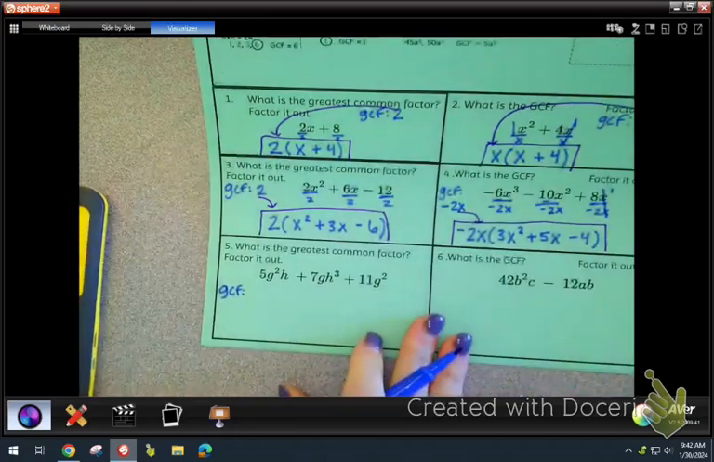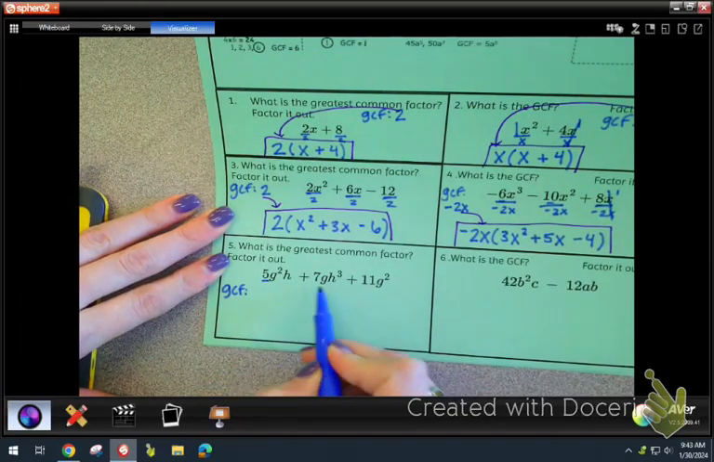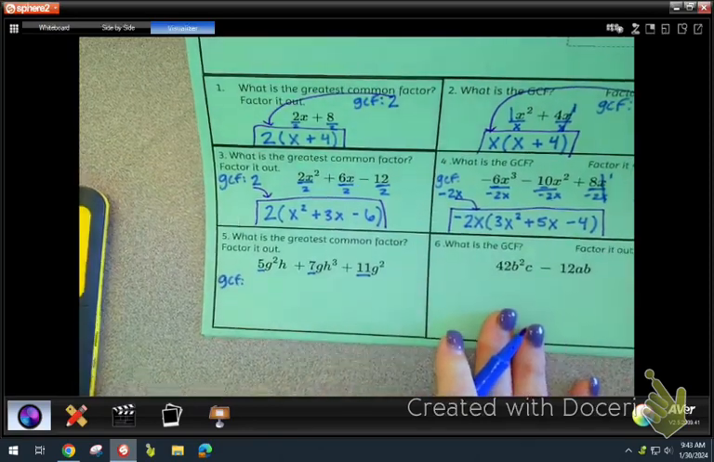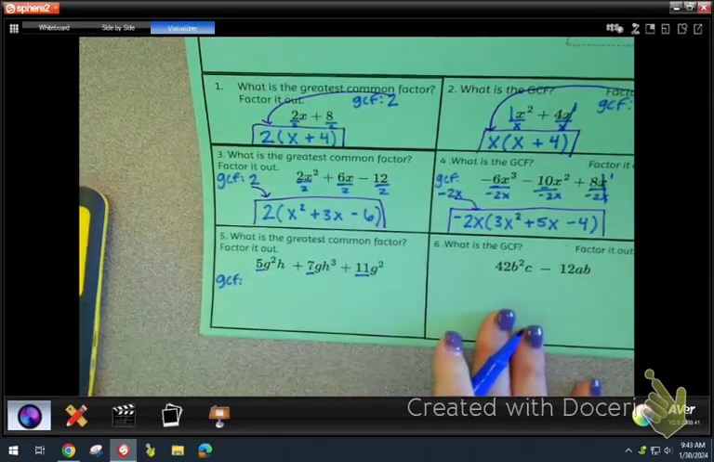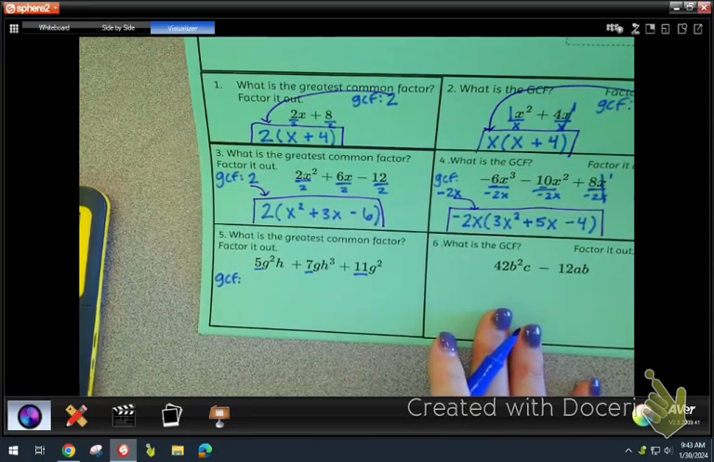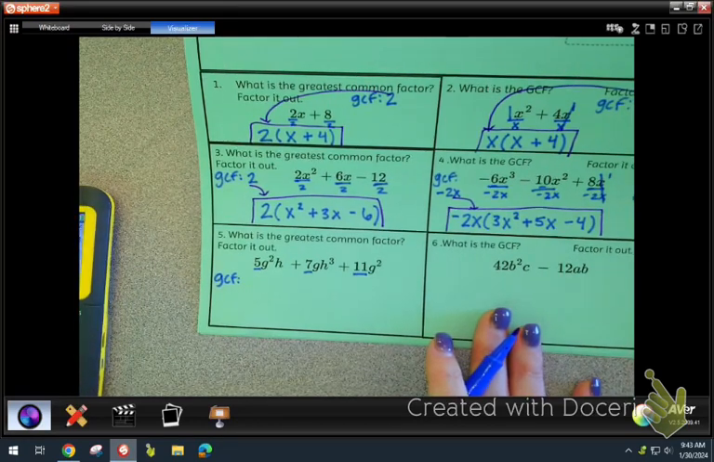All right, compare the numbers. What are my coefficients? 5, 7, and 11. Okay, what's the smallest one? Definitely the 5. Is 7 divisible by 5? No. So can 5 be my GCF? No. What's the only other factor of 5? 1.